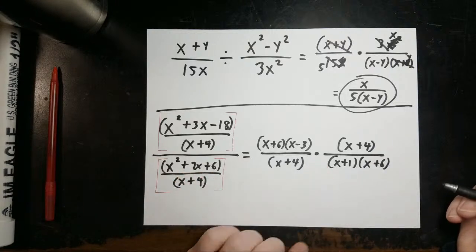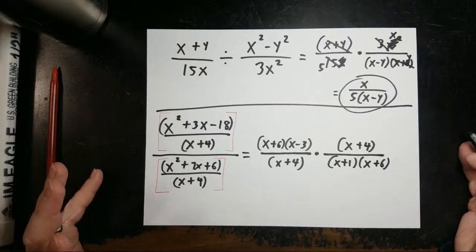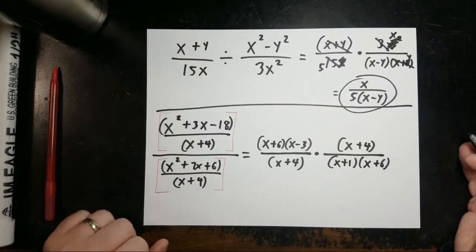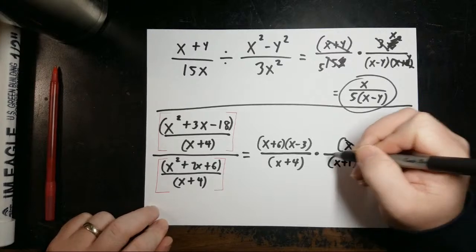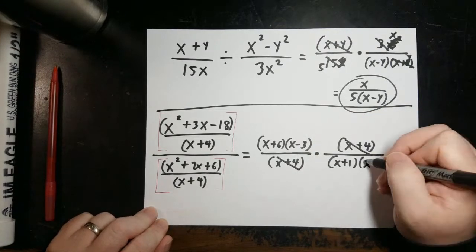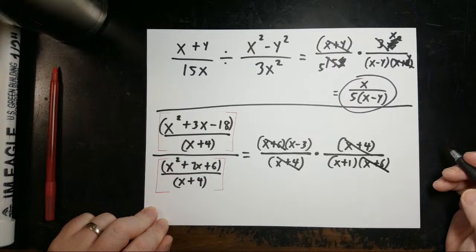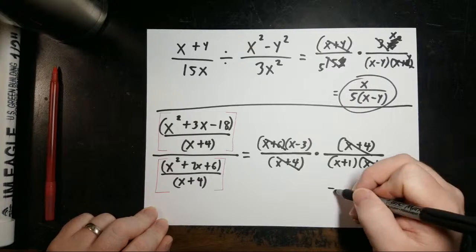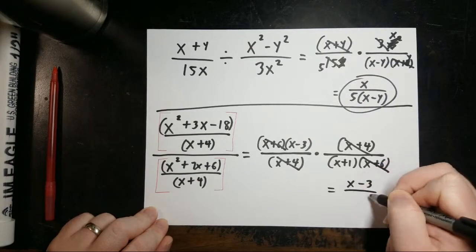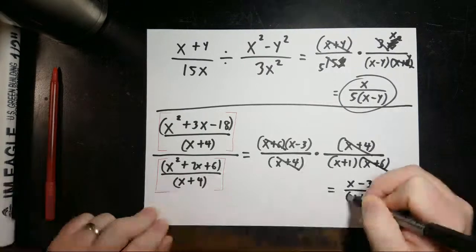Once you have it as multiplication, you can begin canceling things out the way that we normally do. The x plus 4's cancel. The x plus 6's cancel. And we're left with an x minus 3 on top and an x plus 1 on bottom.